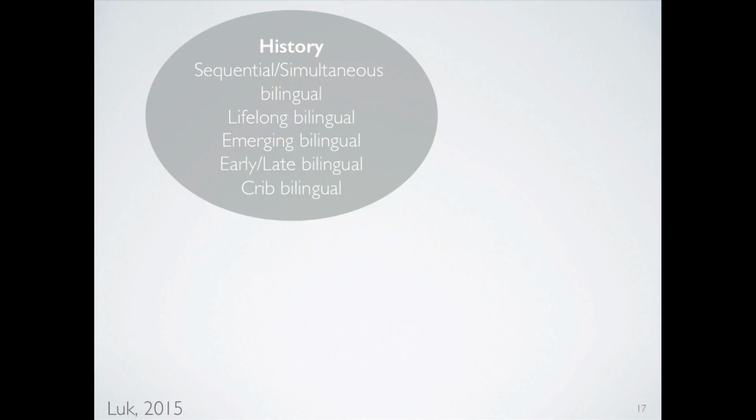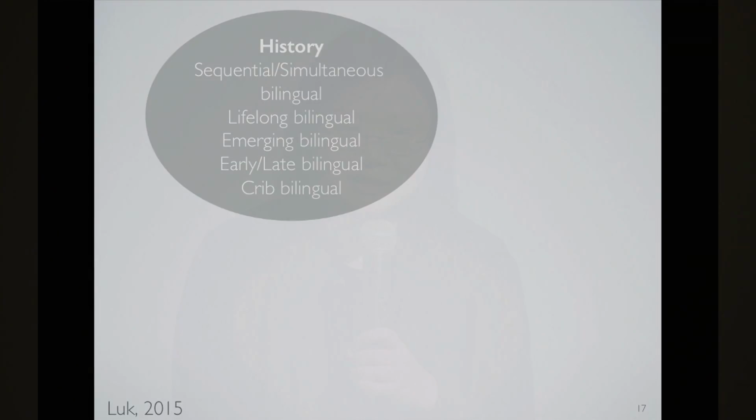Now, let's look back into research. Sometimes it's very categorical because we like to make things clean so we can make a conclusion. And so for researchers who are interested in the history, or when do things start, they may use types of labels that you see in this bubble here. Such as sequential, simultaneous bilingual, lifelong bilingual, emergent bilingual, early or late bilingual, and recently we've also seen labels such as crib bilinguals. That means these are babies who are exposed to two languages since infancy. So multiple languages are present in the family.